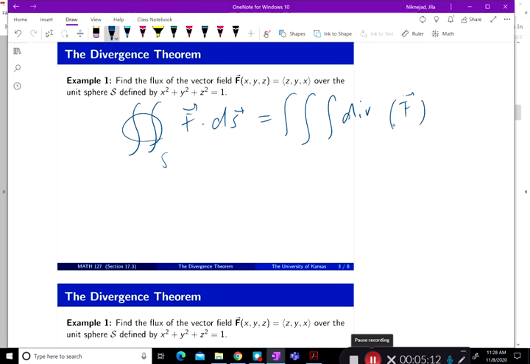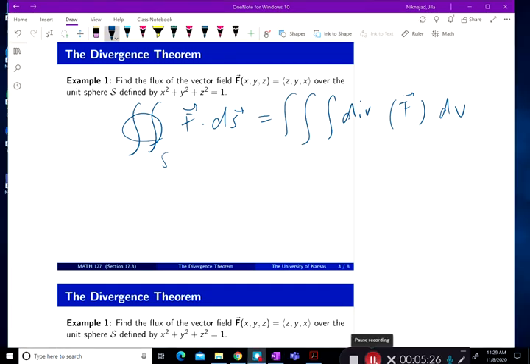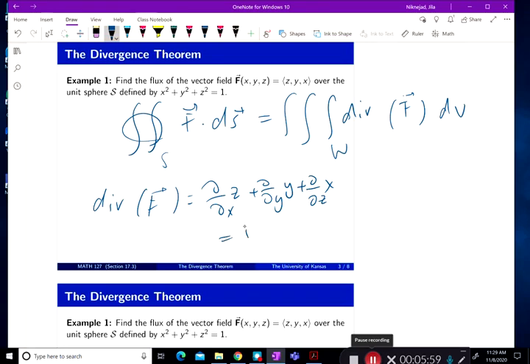That is telling me how much is being created in there. So that's S, the unit sphere, and I have to name the volume something else. Let's call it W. So the solid inside is W. Let's first of all find the divergence of F, and that's the partial with respect to x of z, plus the partial with respect to y of y, plus the partial with respect to z of x, and that is equal to 1.